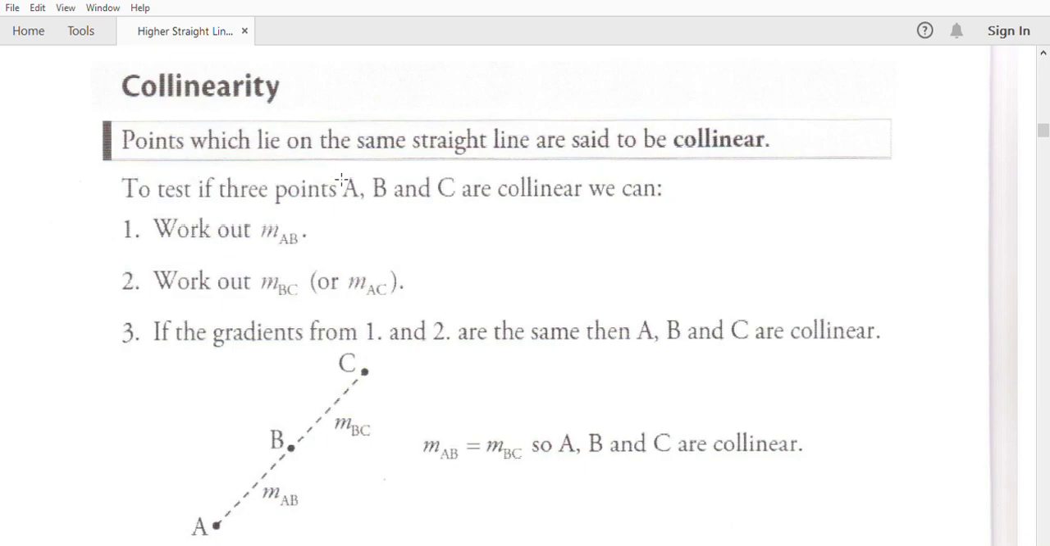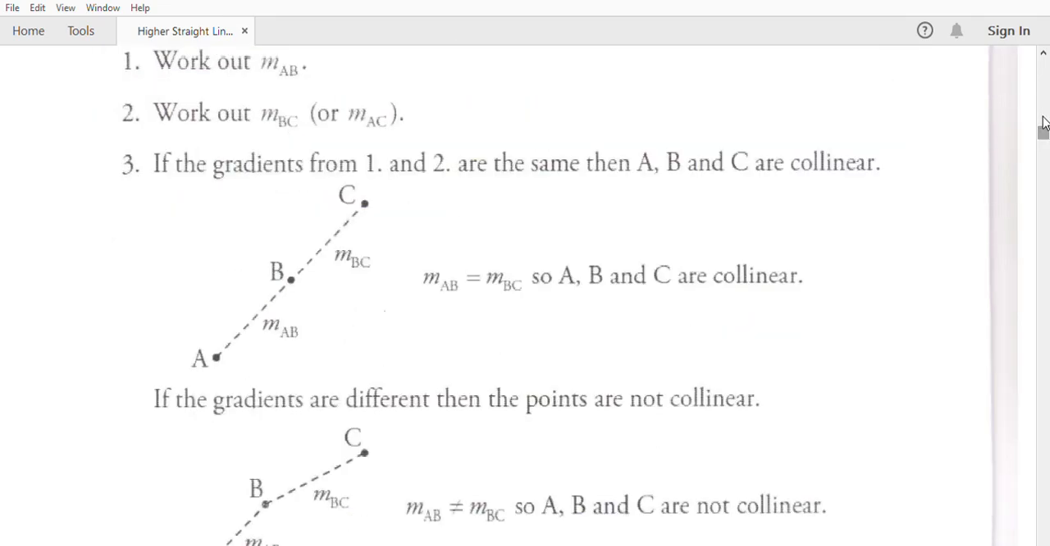To test if 3 points A, B and C are collinear, we can find out the gradient of AB, find out the gradient of BC, or AC would do as well. And if the gradients from 1 and 2 are the same, then A, B and C are collinear. So here, are these 3 points in a straight line? Well, the gradient of AB and the gradient of BC are equal, so they're parallel, and they have a common point of B in the middle, therefore A, B and C are collinear.